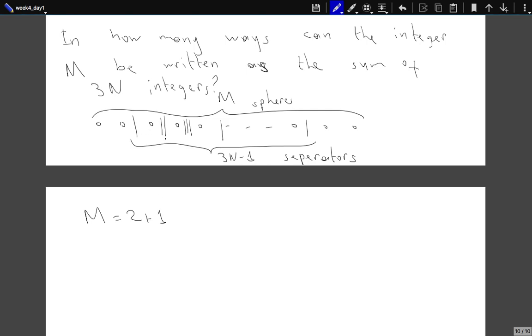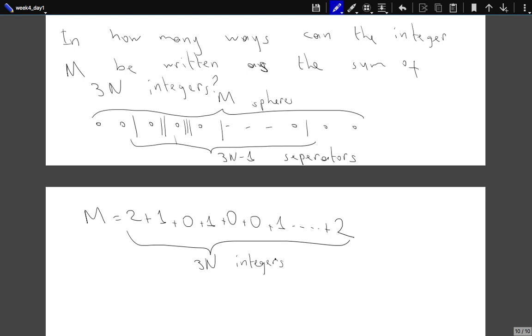You see, with this separation, in this segment there are two of them. Here there is one. In this interval there is none. Here there is one. In the space between these two separators there are none. In this space there are none. Here there is one. And here there are two at the end. So I can find these 3n integers by just taking these M spheres and putting some separators, 3n minus 1 of them.